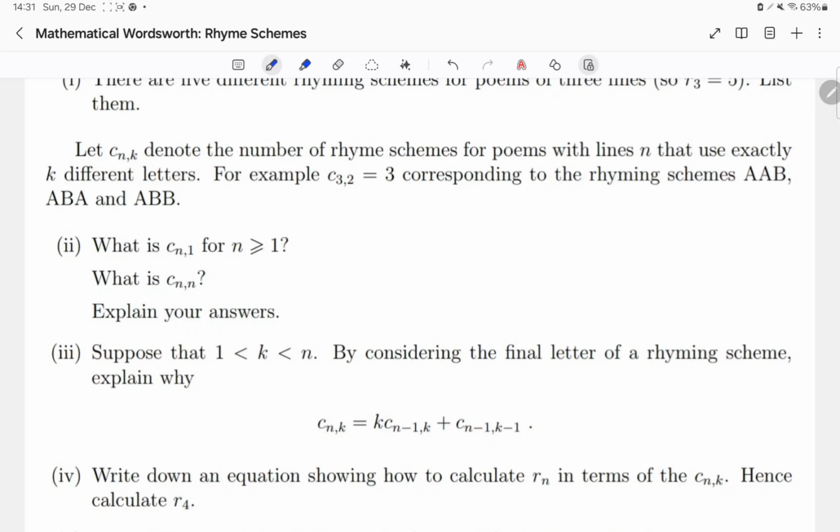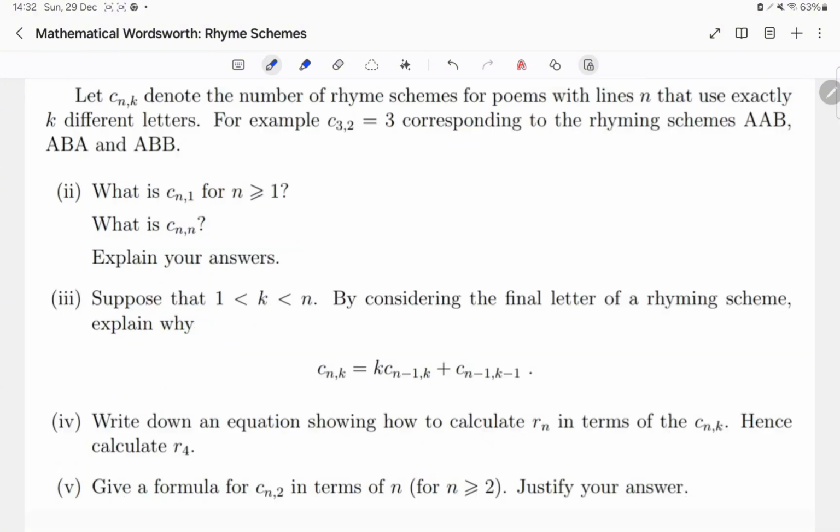Part 4. Write down an equation showing how to calculate Rn in terms of C(n,k). Hence, calculate R4. Part 5. Give a formula for C(n,2) in terms of n for n greater than or equal to 2. Justify your answer. Pause the video now to have a think, and once you're ready, restart to see if you were correct.